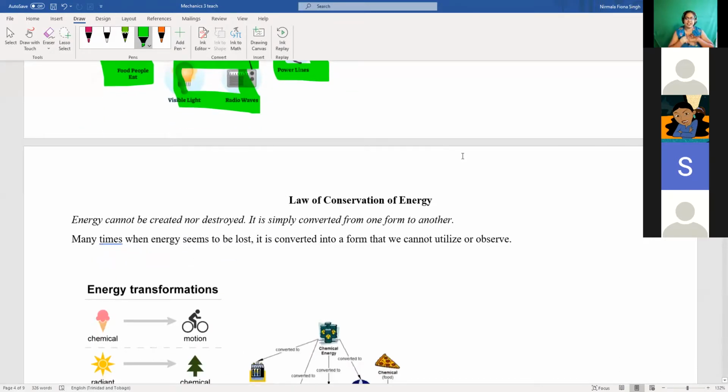Law of conservation of energy. This is one law you all have to remember and know by heart. It's like 10, 12 words, not that hard. So what is the law of conservation of energy? Simply, energy cannot be created nor destroyed. That is our law of conservation of energy, meaning we cannot create energy nor can we destroy it. What it does is simply get converted from one form to the other.